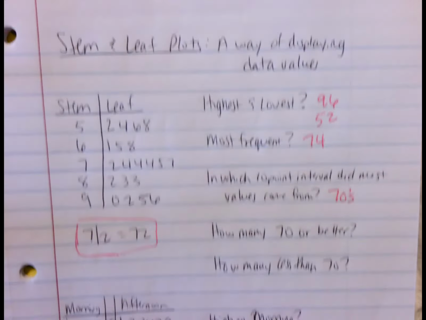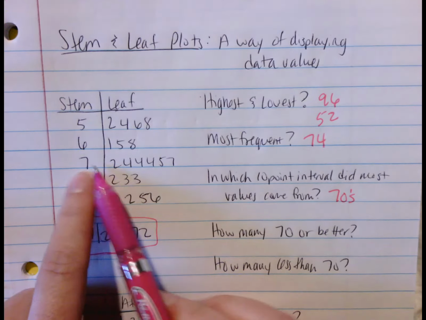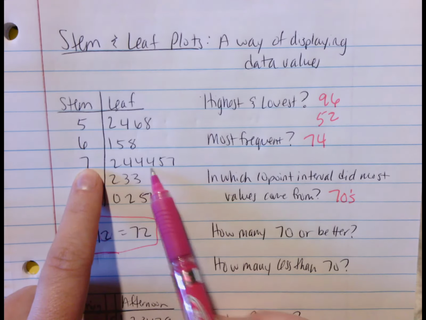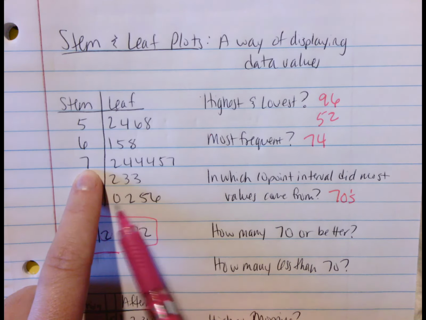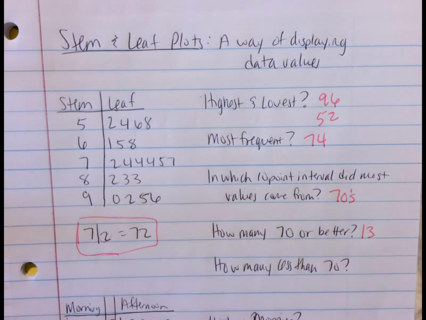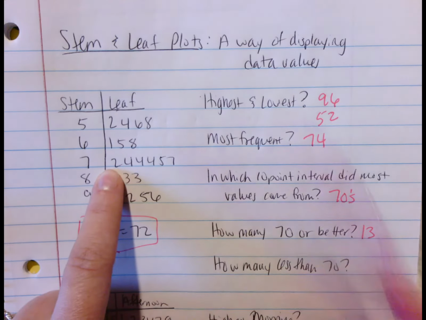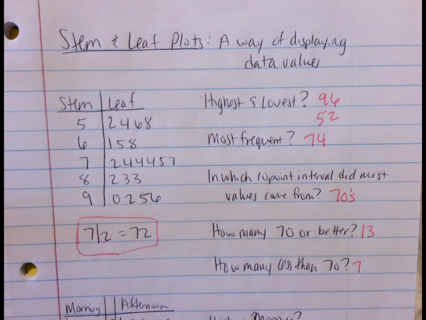Okay. How many are 70 or better? Here is our 70 mark. 1, 2, 3, 4, 5, 6, 7, 8, 9, 10, 11, 12, 13 numbers are greater than 70. And how many are less than 70? 1, 2, 3, 4, 5, 6, 7. 7 numbers are less than 70. Okay, so that's the basics of how to read the stem and leaf plot.